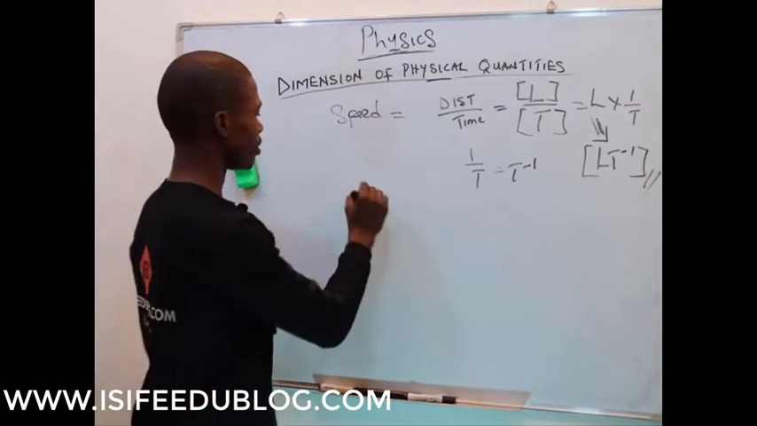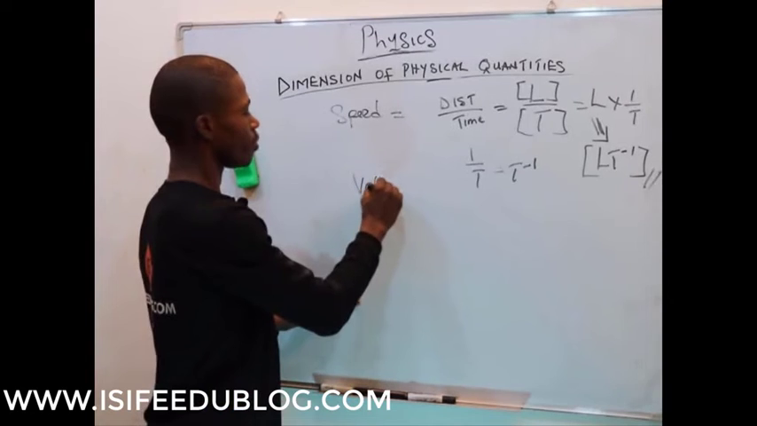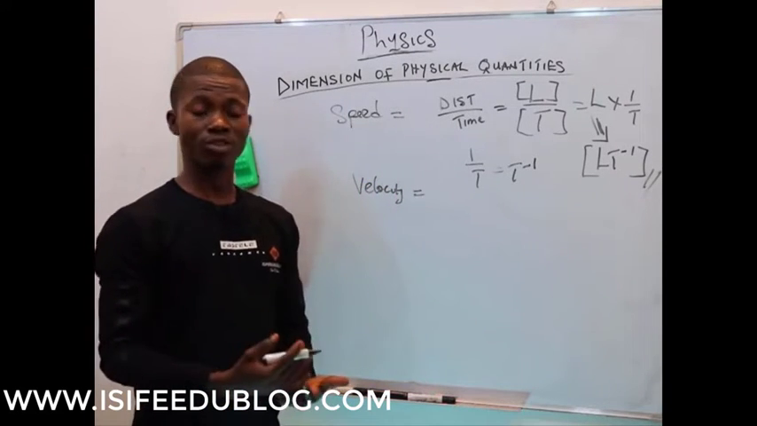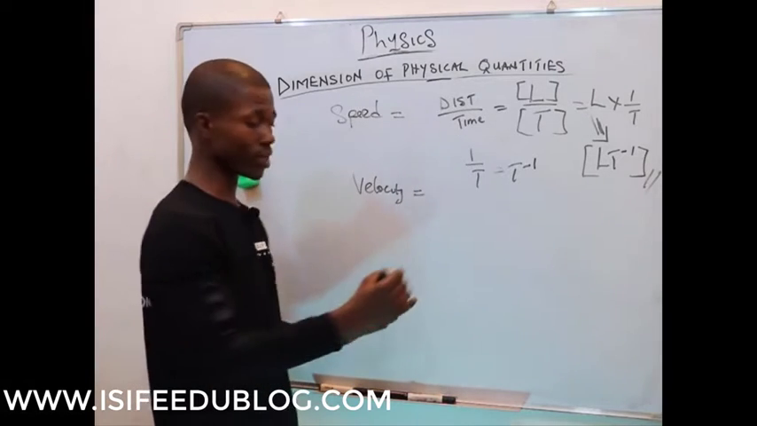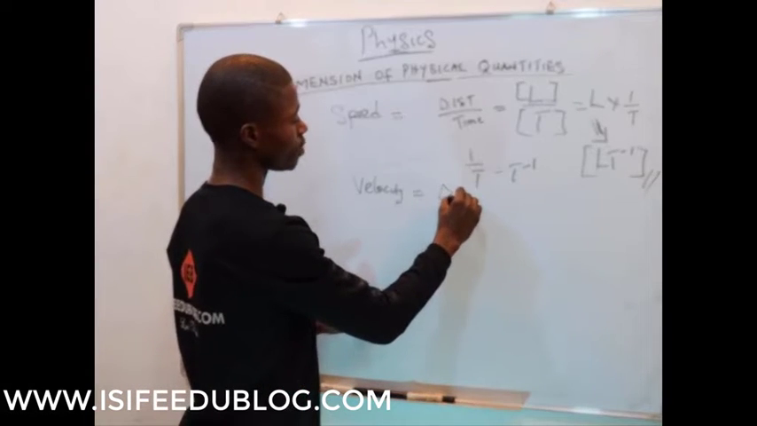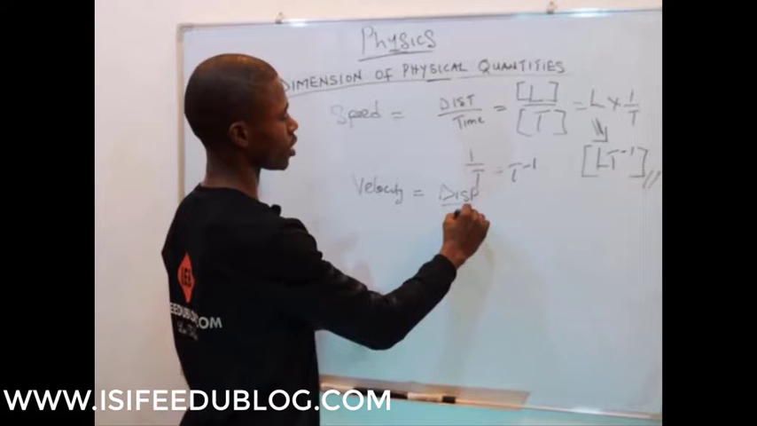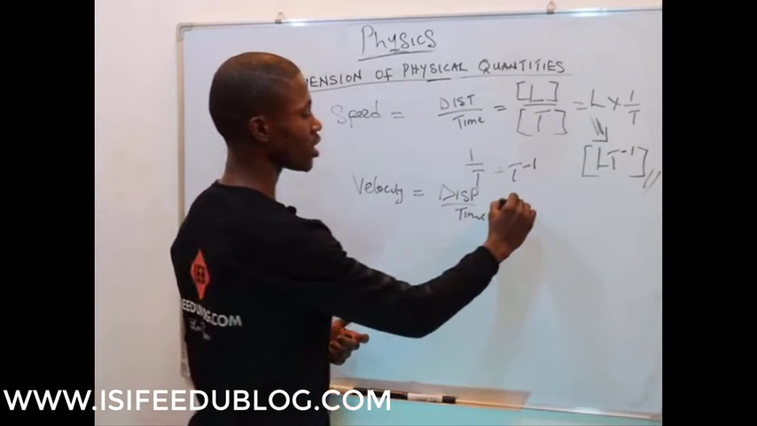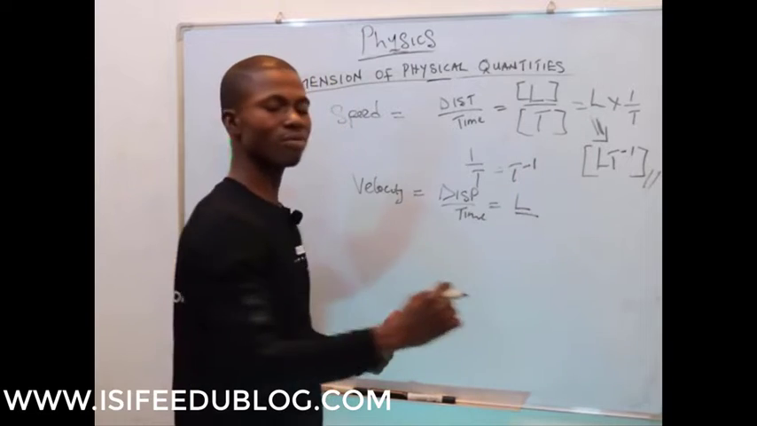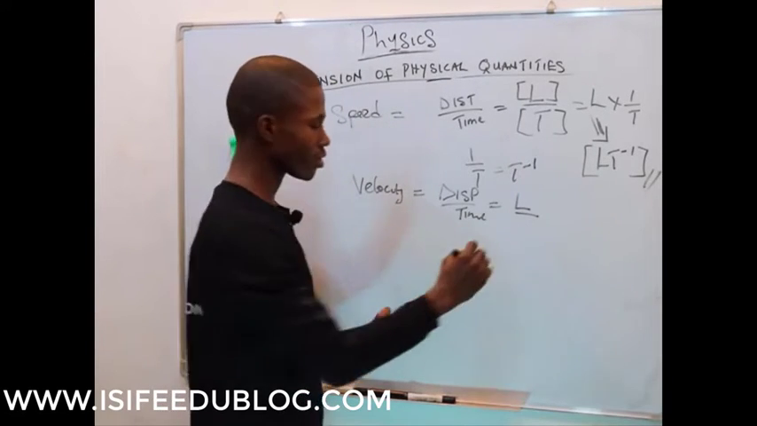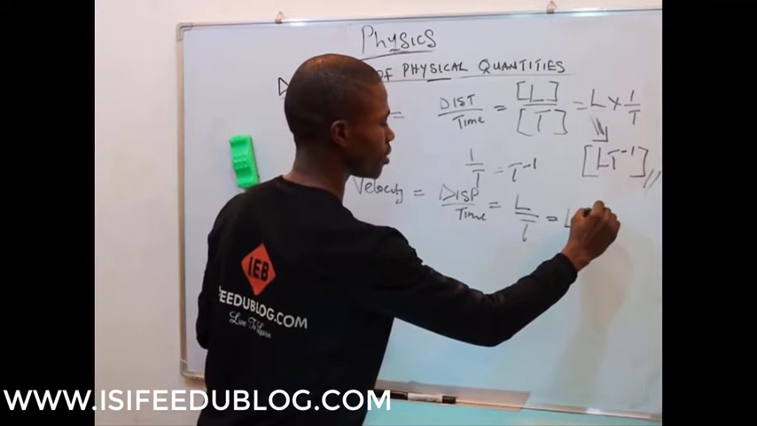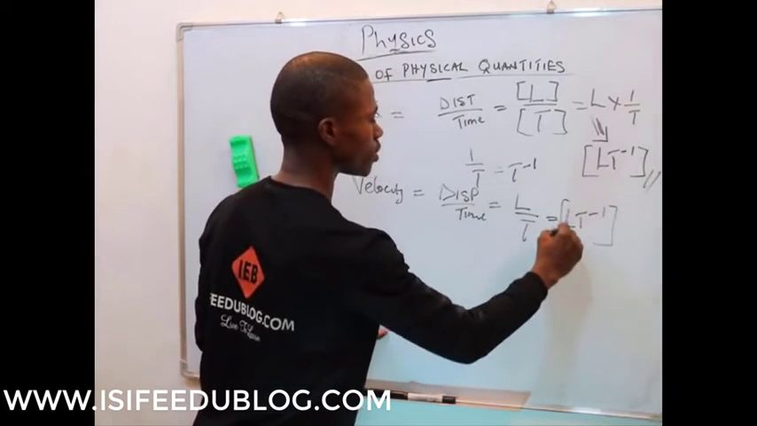How about velocity? Velocity and speed have the same dimension because velocity is displacement over time. Displacement is measured in terms of length, which has a dimension of L. Time has a dimension of capital T. And it equally gives us the same thing as speed.